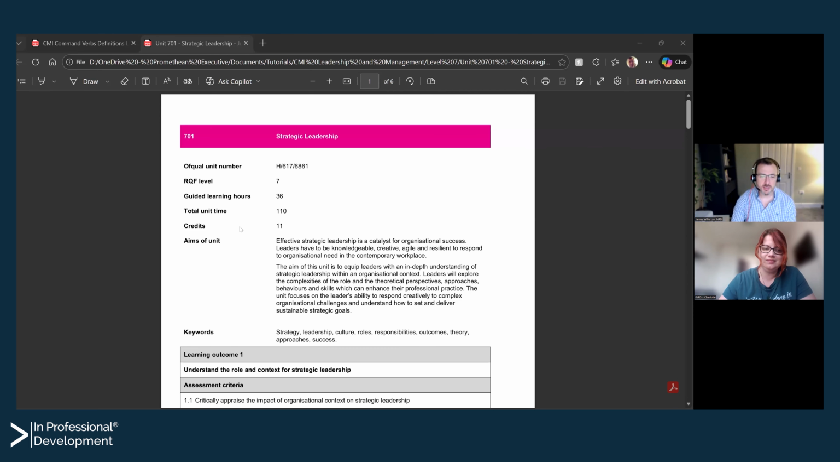In this unit, it's the foundational unit for the Level 7 Strategic Leadership syllabus. And we have two main learning outcomes to address. Firstly, to understand the role and context for strategic leadership. There's a lot of emphasis here on the context. And then the second learning outcome is to understand the behaviors and skills for strategic leadership.